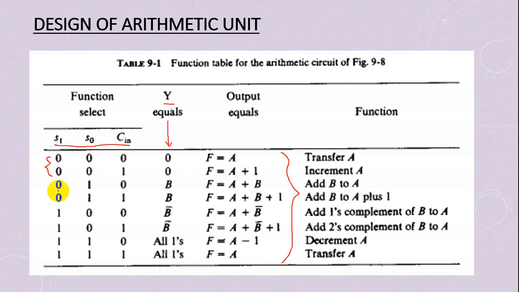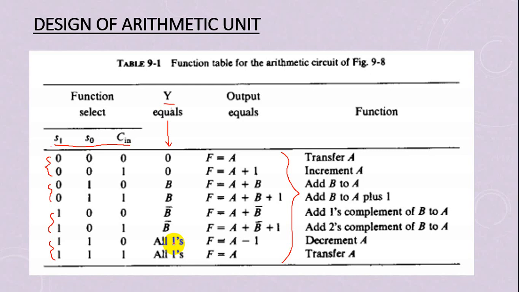When the selection inputs S0, S1 are 0, 1 or 1, 0, then Y equal to B. It does not matter what the carry in is. So when they are 1, 0 or 0, 1, then it is B bar, Y equal to B bar. When the selection S0, S1 are 1, 1, Y equal to all 1.